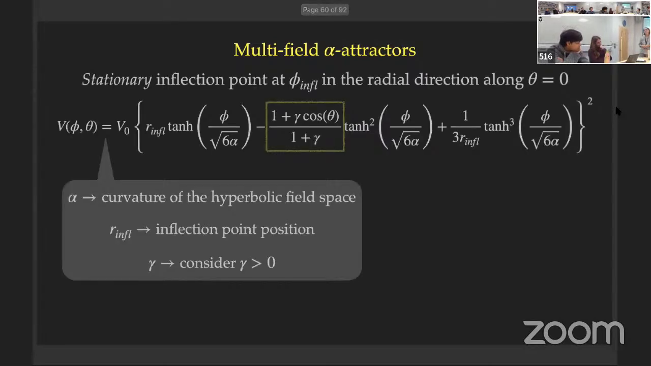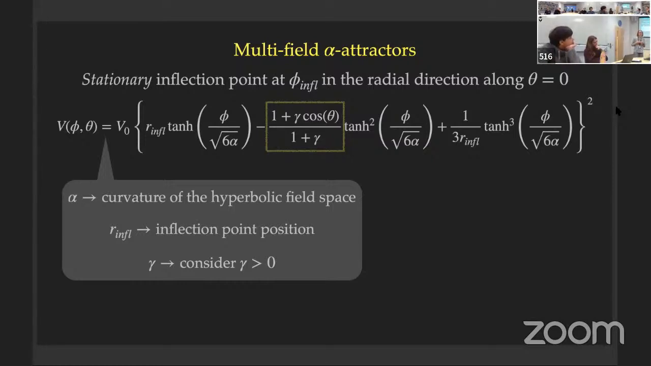So I will leave the secondary gravitational waves for just the last slide. So just hold for that. Let's jump to the multi-field alpha-attractors. So this is basically saying, I want to enhance the scalar fluctuations, but now we want to consider the two-field full alpha-attractor model.